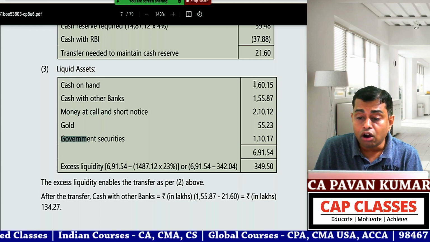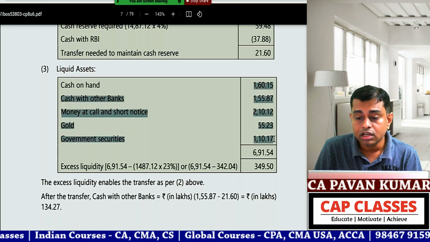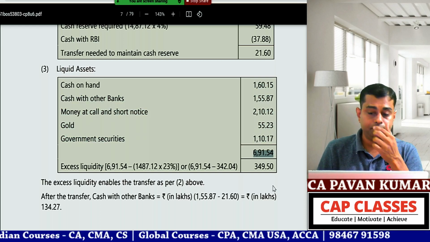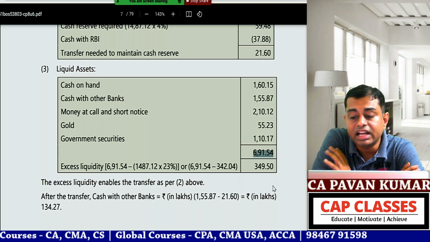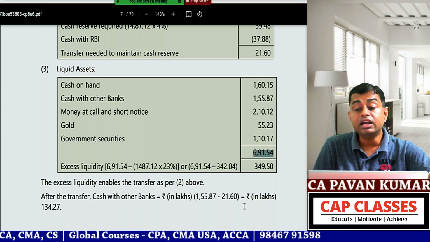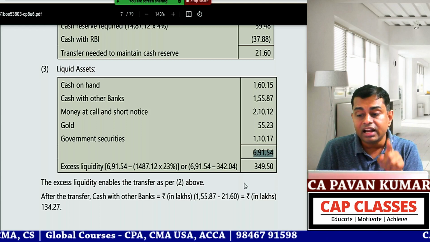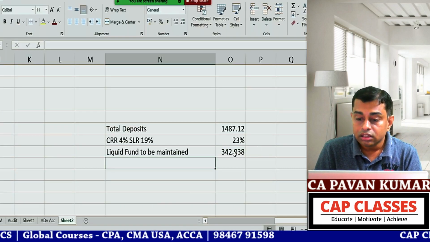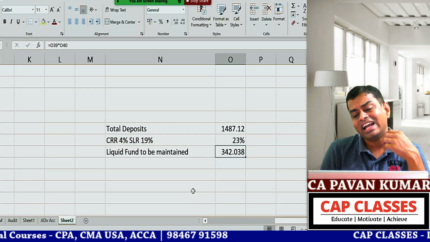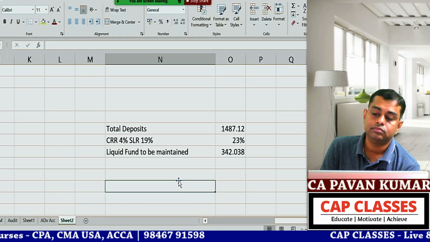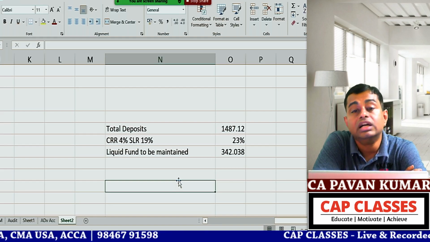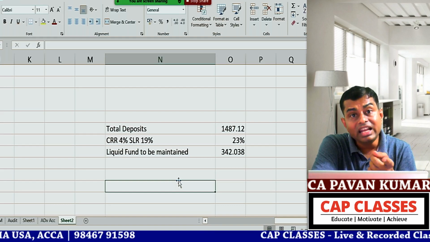So when you add all these numbers, total how much is it? 691.54, correct? This is your liquid fund available. Liquid fund that must be maintained is 342. Liquid fund available is 691. Do you have excess liquid fund? Yes. Therefore, money can be transferred.